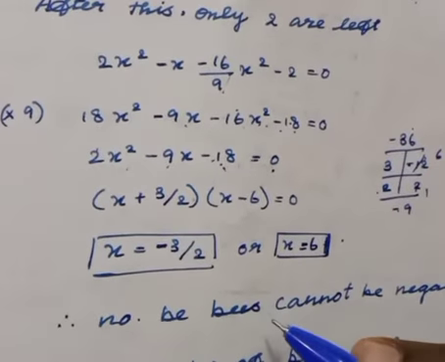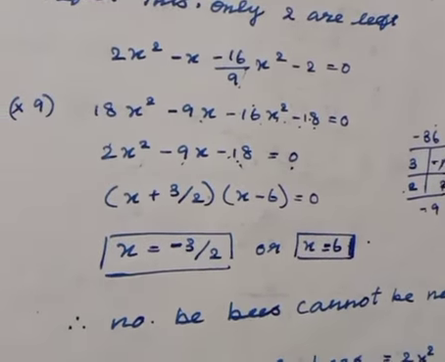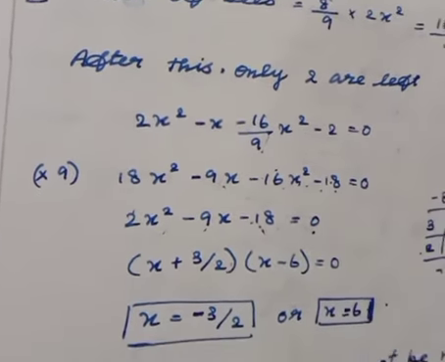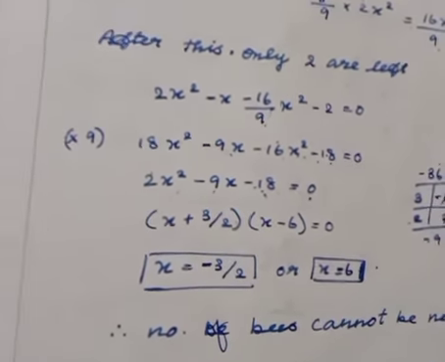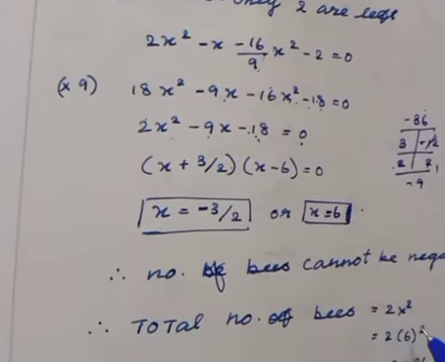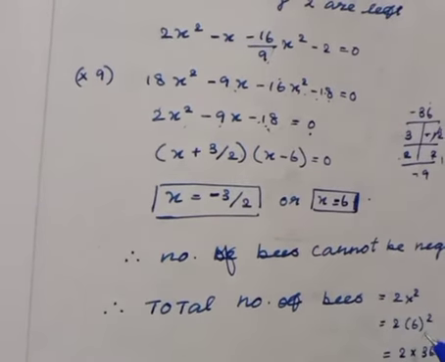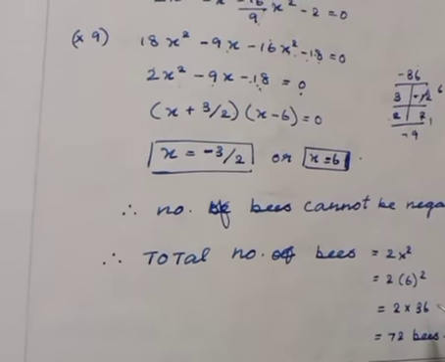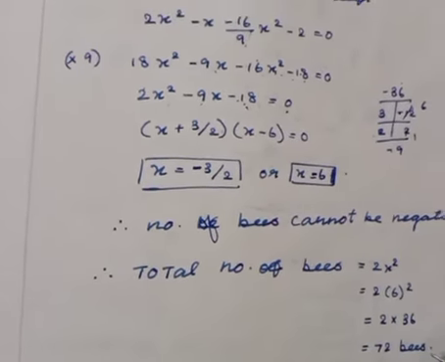Number of b's cannot be negative. So the total number of b's is 2x square. So 2 into 6 whole square, that is 2 into 36, that is 72 b's.